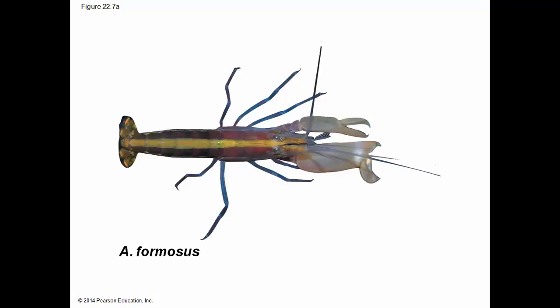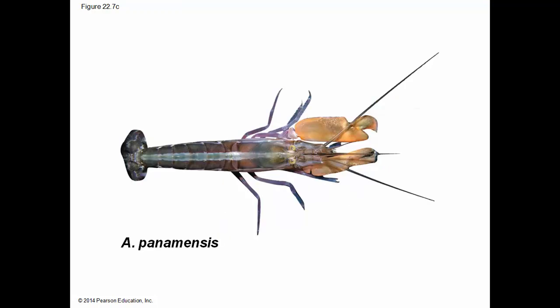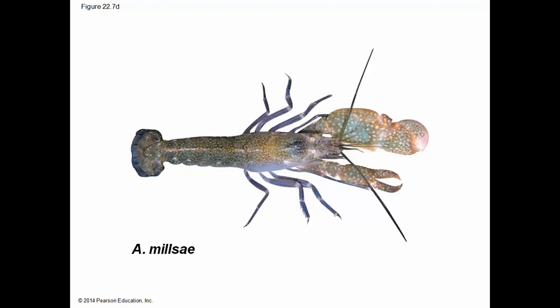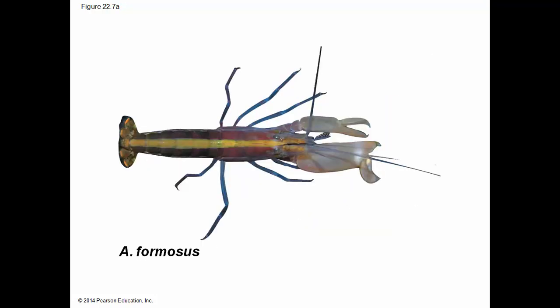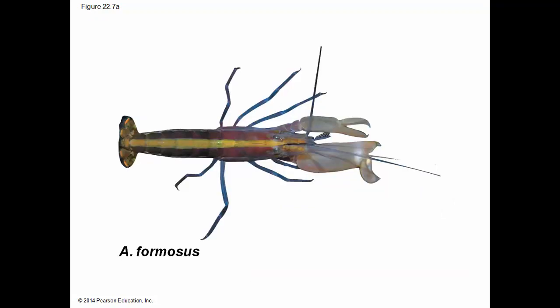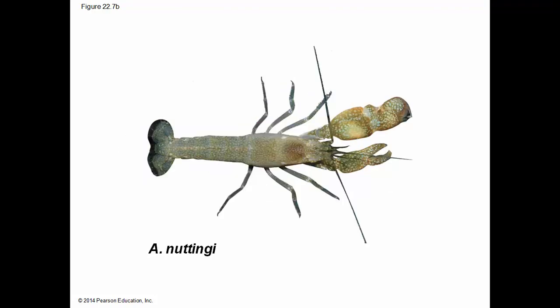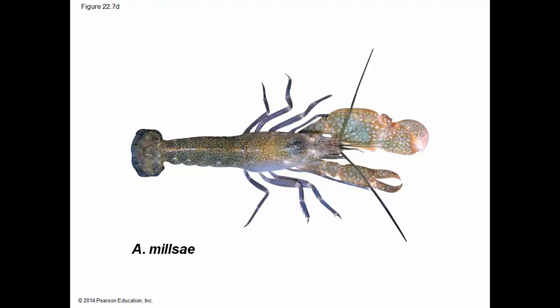Here they are. You can see that pistol shrimp claw right there. Now see how similar they are. Okay, A. nuttingi and A. millsae are what we're looking at. I don't know why they have it in this area, but here's A. formosus. It's related to A. panamensis. And here's A. nuttingi. It's related to A. millsae.